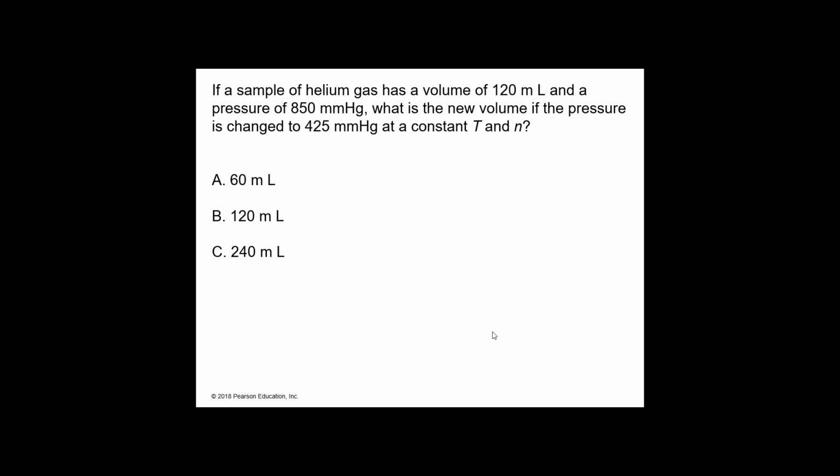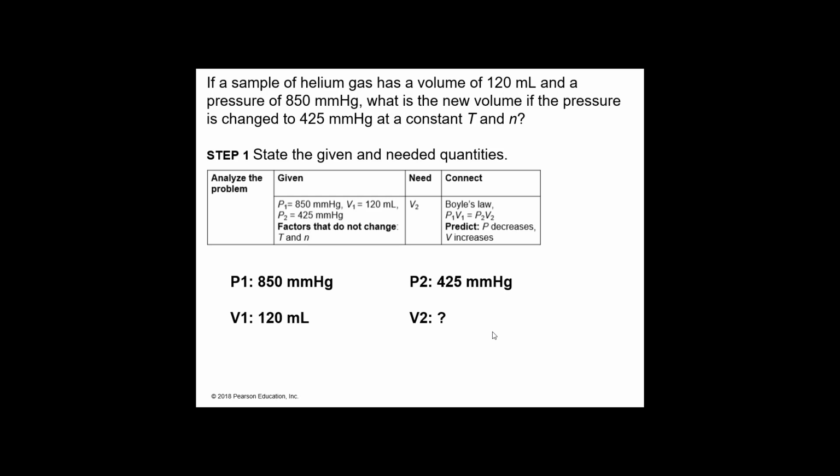And the last problem, if a sample of helium gas has a volume of 120 mils and a pressure of 850 millimeters mercury, what is the new volume if the pressure is changed to 425 millimeters mercury? So again, pull out the 3 variables. Units have to match.